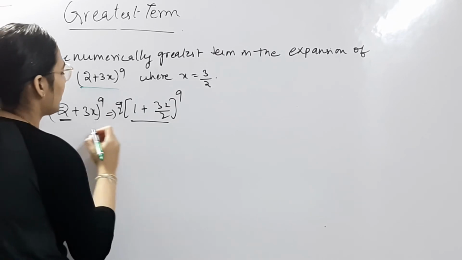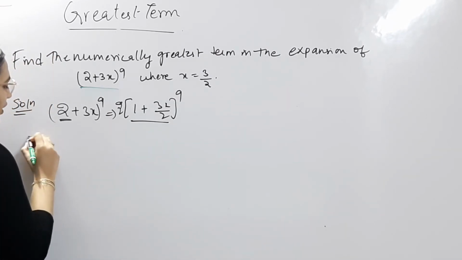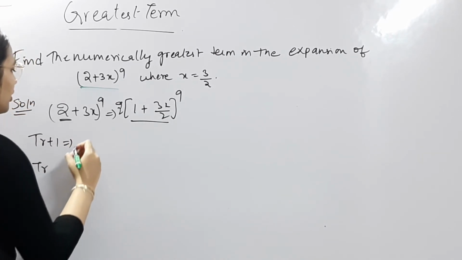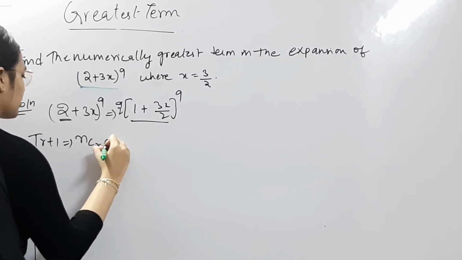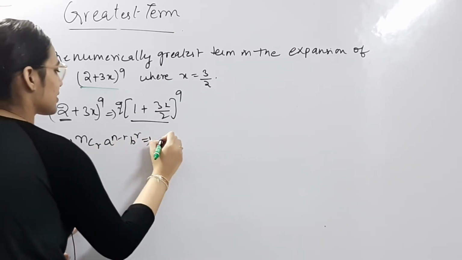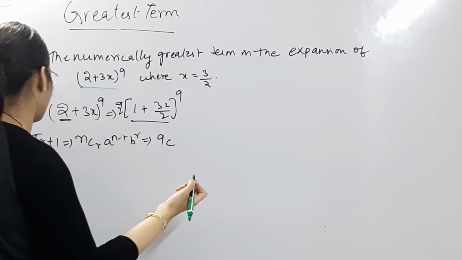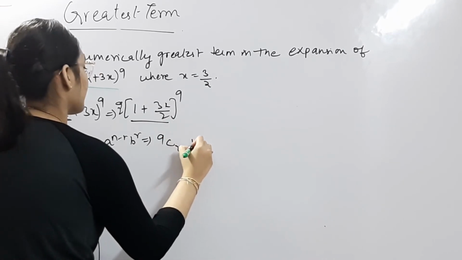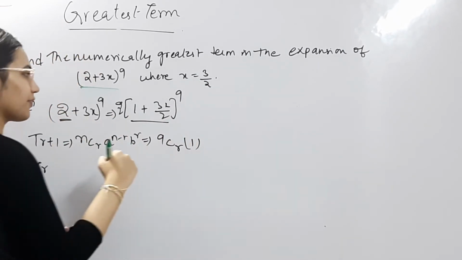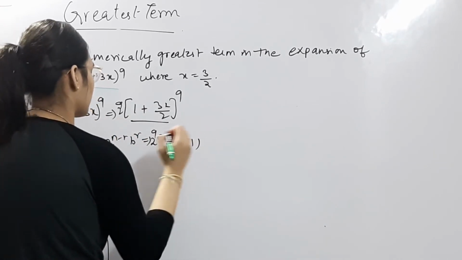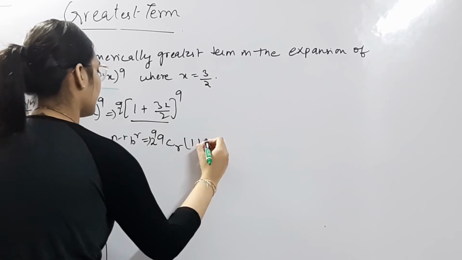Okay, and then now the second step would be to find Tr plus 1 and Tr. So what is Tr plus 1 here? You know the formula, it is nCr into a power of n minus r, b power of r. So what do we get here? n is 9, Cr is something which we need to find out. And what is a here? 1. That is the reason it's easy to simplify. If we take 2 power of 9 outside, take this also outside, 1. And then what is b here?